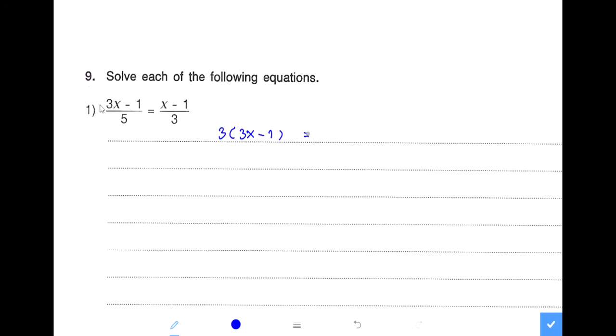Okay, wake up, wake up. Next one, this number 5, cross it up there in front of x minus 1. So you have 5 times x minus 1. Then multiply now. Very easy, distributive multiplying. 3 times 3x is 9x. 3 times negative 1 is negative 3. And 5 times x is 5x. 5 times negative 1 is negative 5.